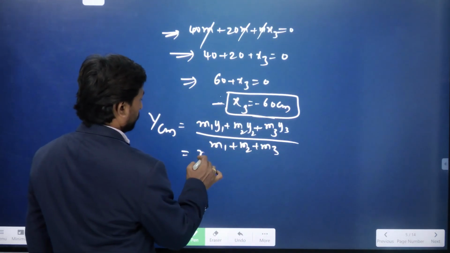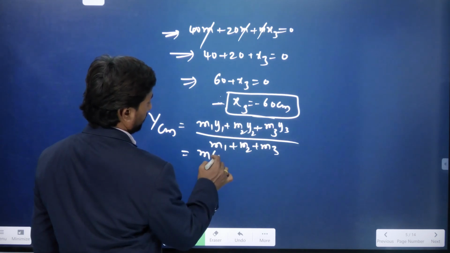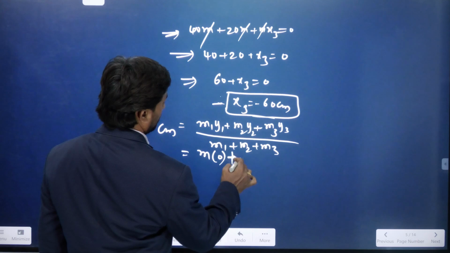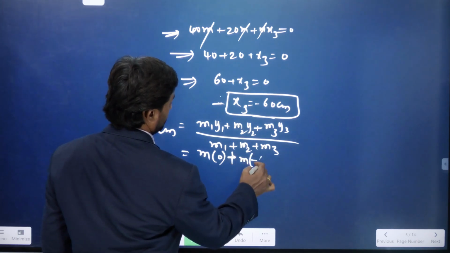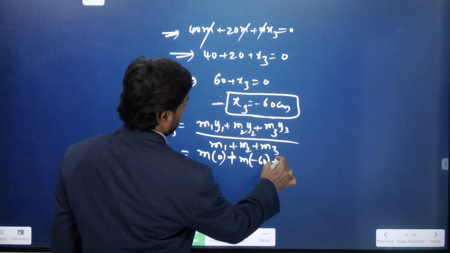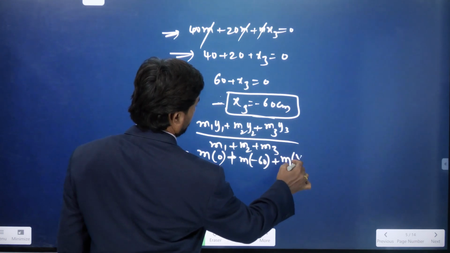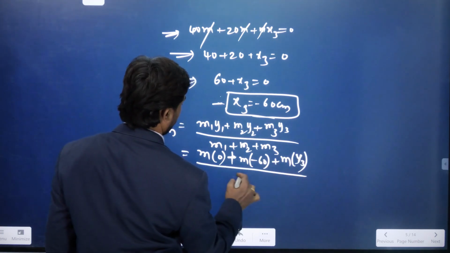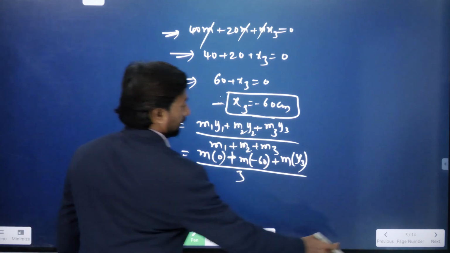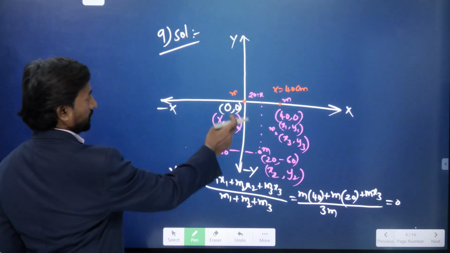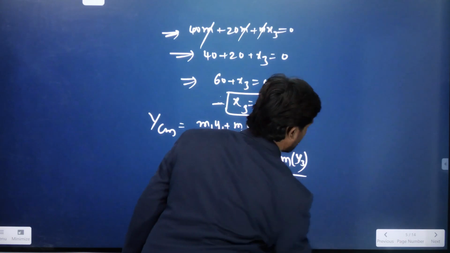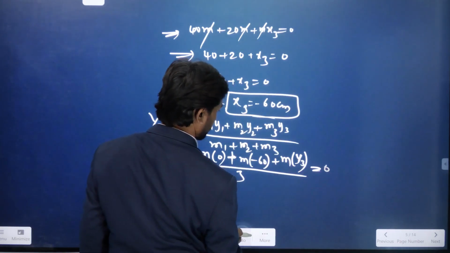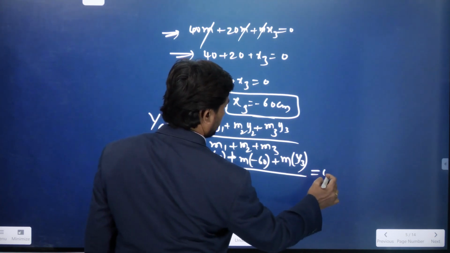So m1 is m only and y1 is how much? y1 is 0, it is there on the x-axis, plus this is m into minus 60 plus m into y3, so whole divided by, we can add 3 now. So again from here ycm is 0. The center of mass will not be changed, so we can equate it to 0.